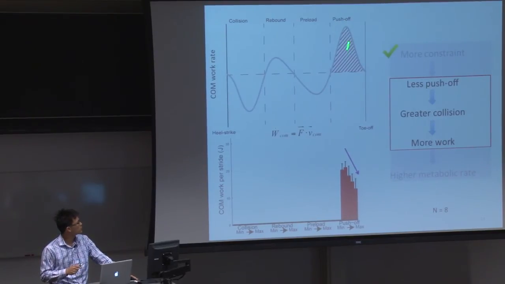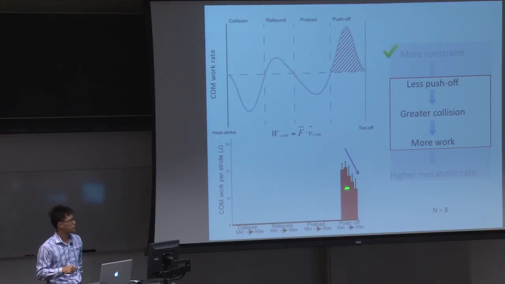So we look at the push-off first. Here is the result for the constraint case. You can see that when we have more constraint, our push-off decreased. And for your information, when we have the maximum constraint, we can reduce the push-off by up to 40%.